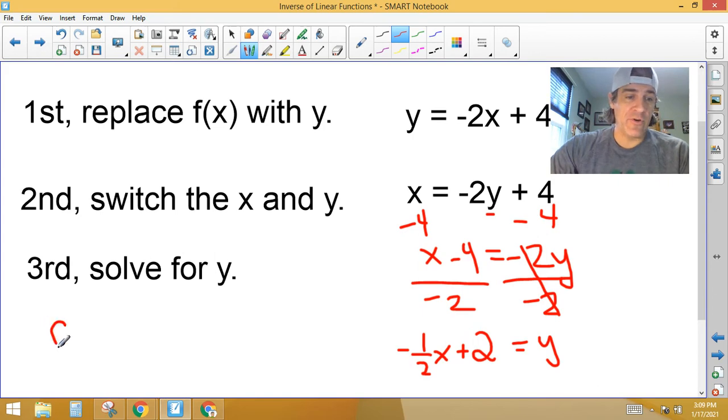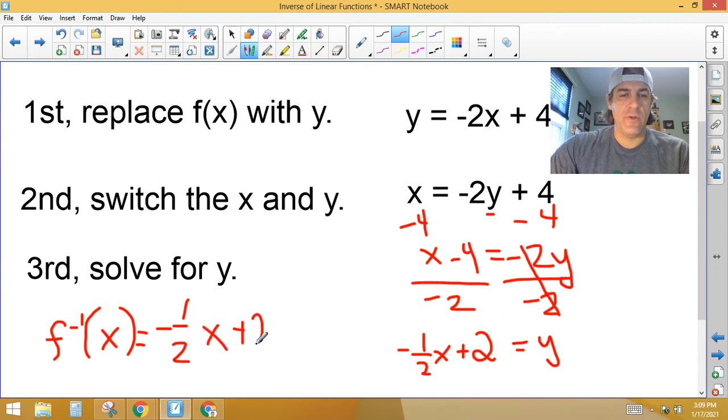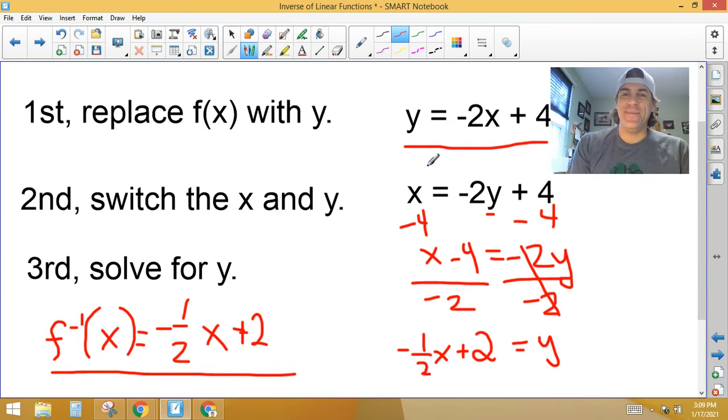Lastly, I'm going to write it properly. Oh, look at that, fancy. F of -1 of x will equal -1/2 x plus 2. What that means is, if I plug an input into my original function, I get an output. If I then take that output and plug it as an input into my inverse function, it becomes the output of that function. Mathematically interesting? Maybe.